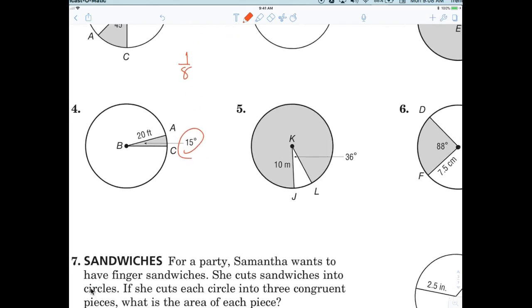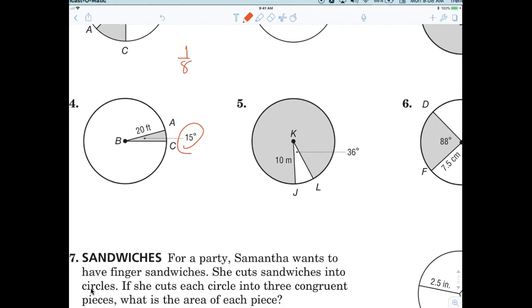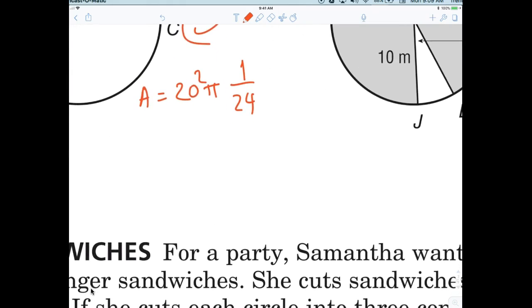So again, the answer would be what? What fraction is 15 degrees? 1/24. It would be 1/24 of 20 squared pi. Good. So the area would be 20 squared times pi. Now, without using a calculator, we're trying to reduce. I know, I'm agreeing with you, but I'd like you to do the mental math on 20 squared divided by 24.